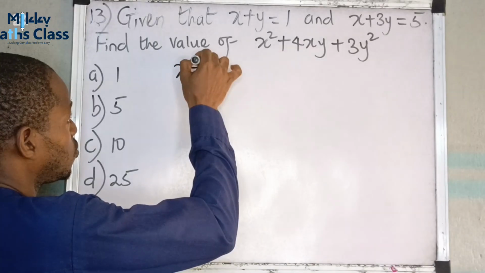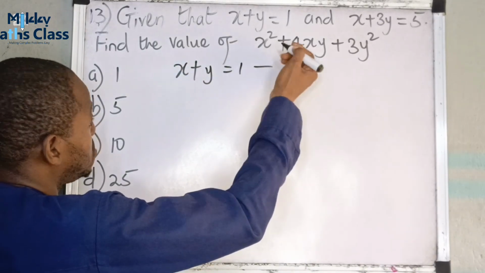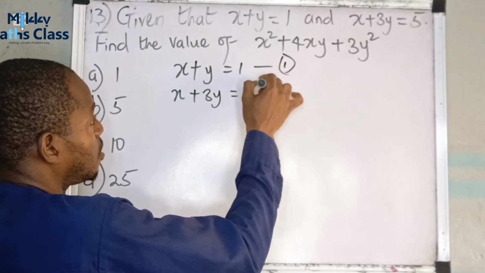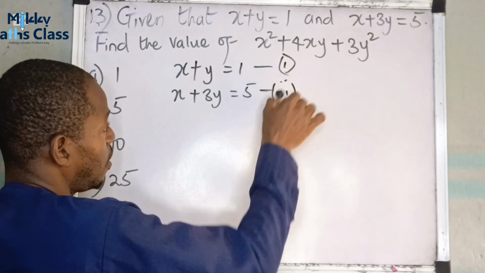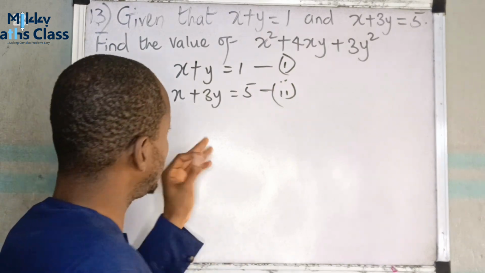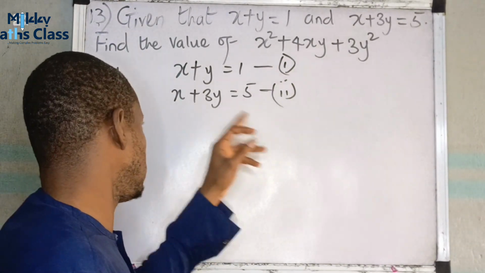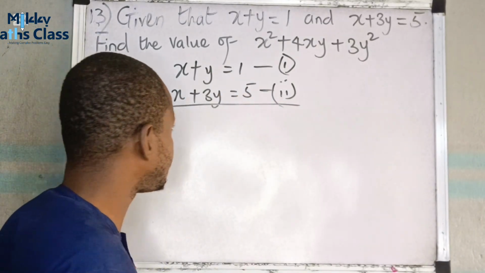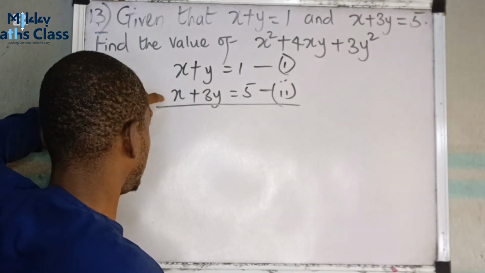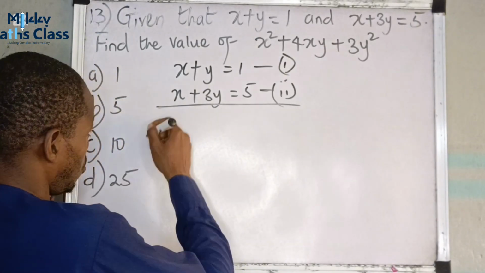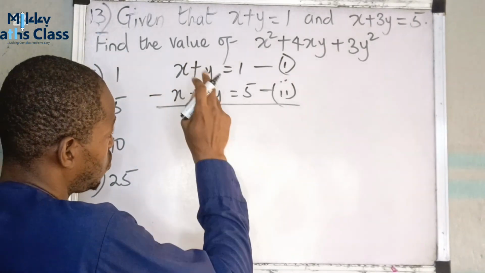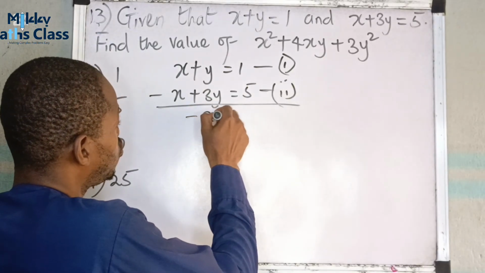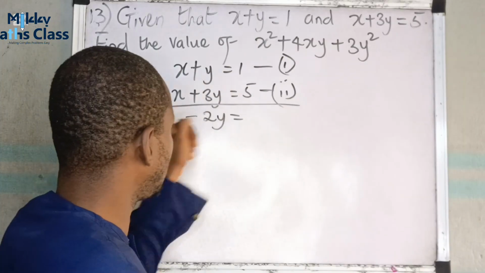So we can say x plus y equals 1 is equation 1, and x plus 3y equals 5 is equation 2. All right, so we can use the elimination method by eliminating x. So subtract equation 2 from 1. So this becomes x minus x goes off, y minus positive 3y. We are left with negative 2y equals 1 minus 5.